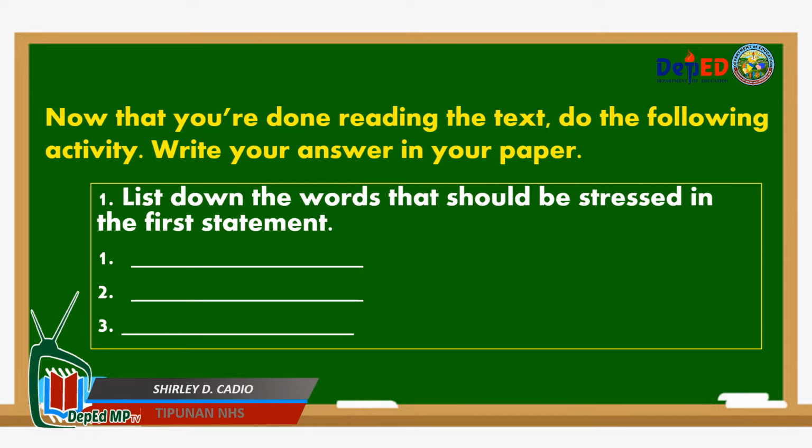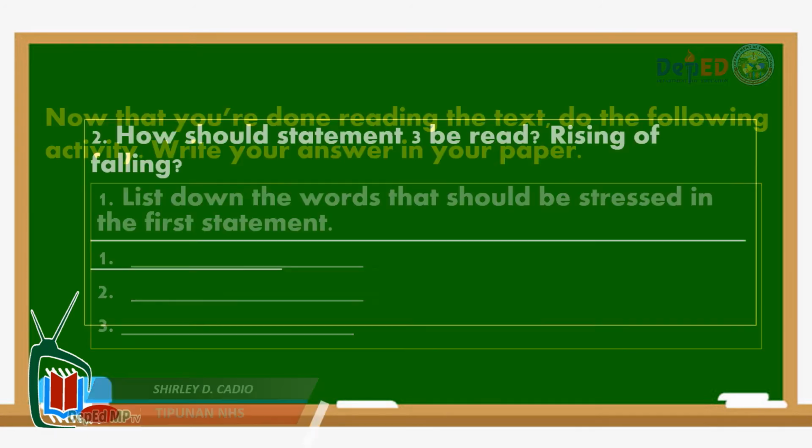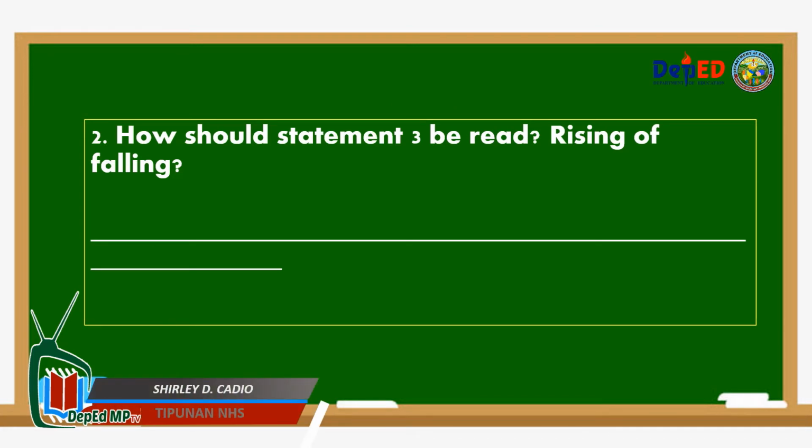Now that you are done reading the text, do the following activity. Number 1. List down the words that should be stressed in the first statement. Number 2. How should statement 3 be read? Rising or falling?